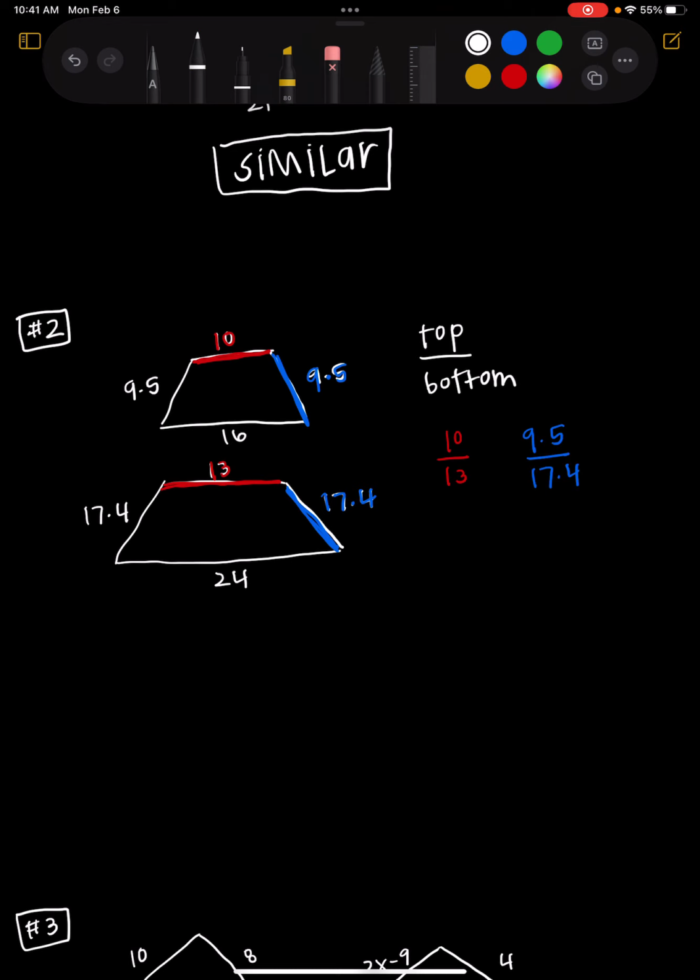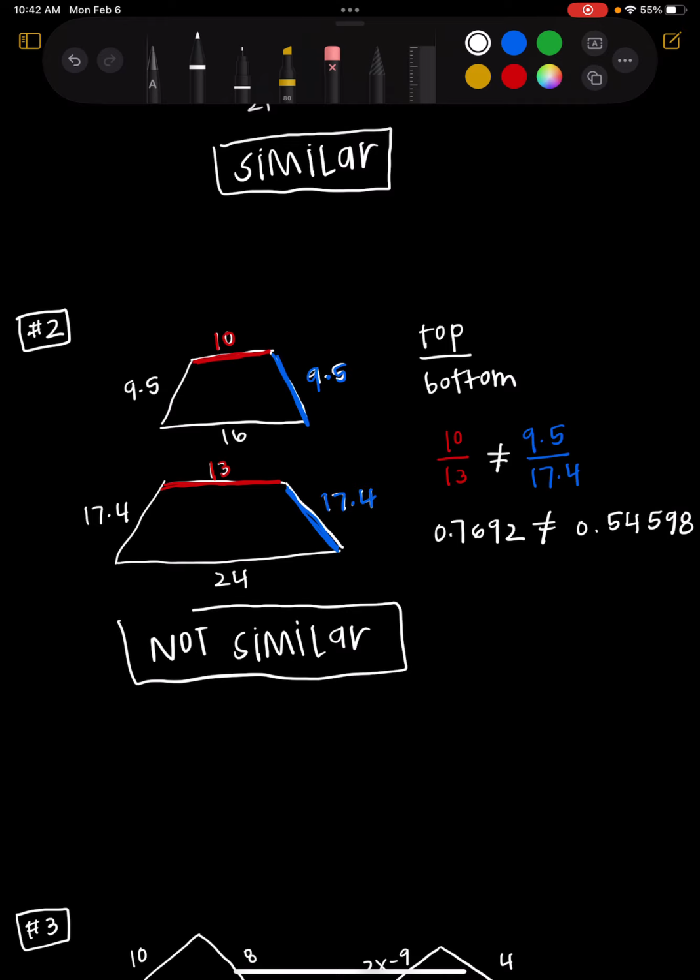Okay, so now we're going to just plug those into a calculator. When I do 10 divided by 13, I get 0.7692. And when I do 9.5 divided by 17.4, I get 0.54598. And those are both rounded. Are those two things equal to each other? No, because one's 0.7 and one's 0.5. So these two things are not equal to each other. Because they're not equal to each other, that means that the proportions aren't equal, which means that the shapes are not similar. They have to be exactly the same in order to be similar.